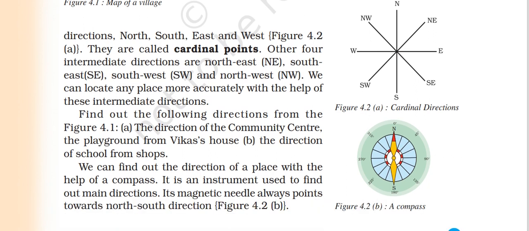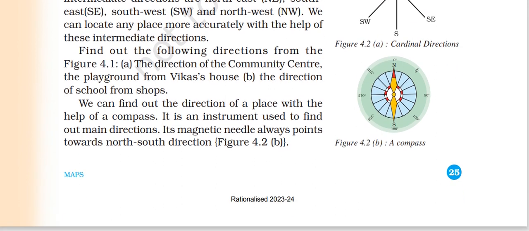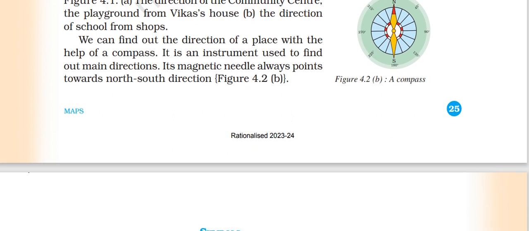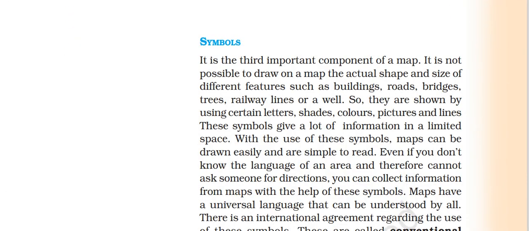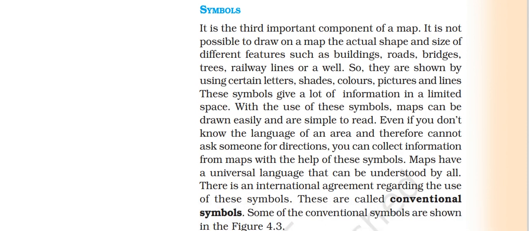We can find the direction of the community center or the playground from the house, or the direction of the school, with the help of a compass. It is an instrument used to find out the main directions. Its magnetic needle always points in the north-south direction. Symbol is the third important component of a map. It is not possible to draw on a map the actual shape and size of different features like buildings, roads, bridges, trees, and railway lines. So they are shown by using certain letters, shades, colors, pictures, and lines. These symbols give a lot of information in a limited space.